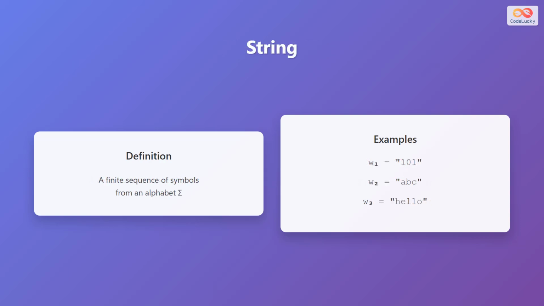Now let's discuss strings. A string is a finite sequence of symbols from an alphabet sigma. Consider these examples. W1 is equal to the string 101, which is a sequence of symbols from the alphabet sigma 1 equals {0, 1}. W2 is equal to the string ABC, which is a sequence of symbols from the alphabet sigma 2 equals {A, B, C}. Lastly, W3 is equal to the string hello, which is a sequence of symbols from the standard English alphabet.